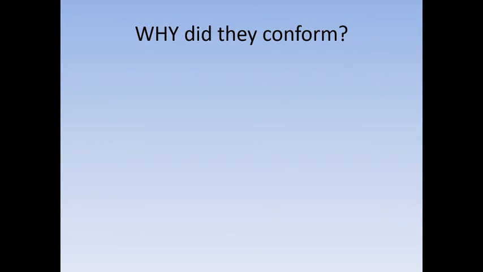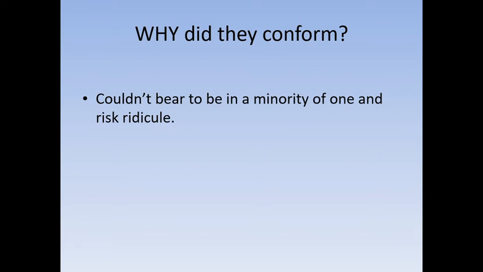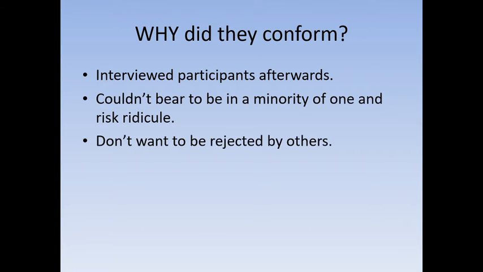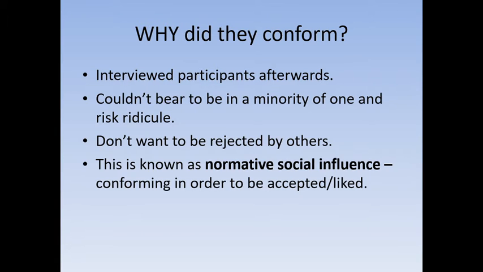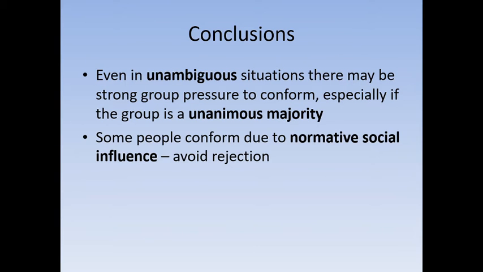So why did they conform is the next question. And Asch actually interviewed his participants afterwards to find out why they conformed, and many of them said that they just couldn't bear to risk being rejected. They wanted to be accepted by the rest of the group, and that's known as normative social influence. We'll look at that in another lesson.